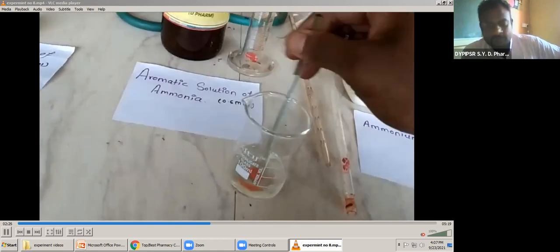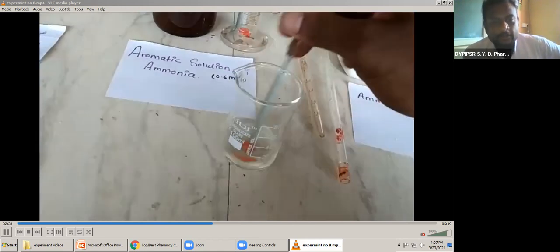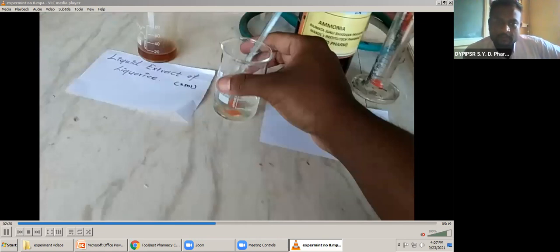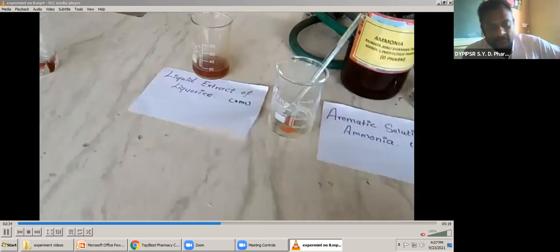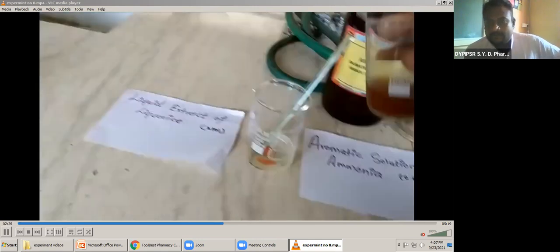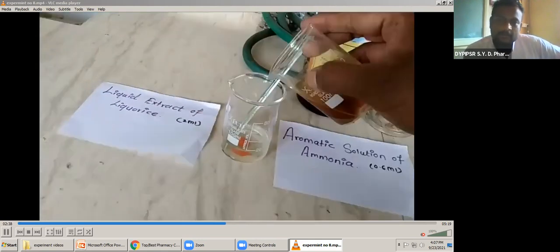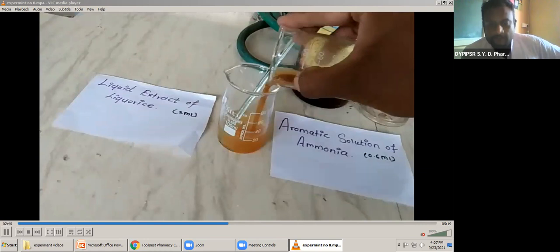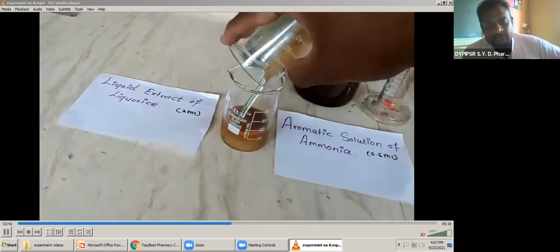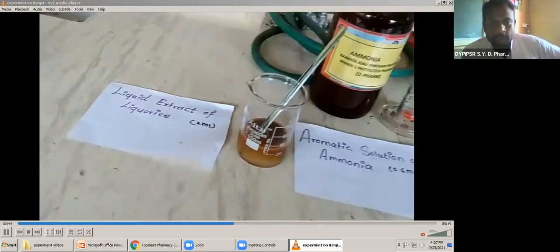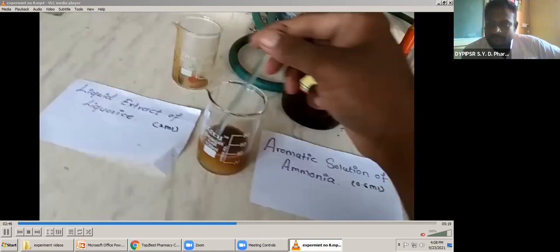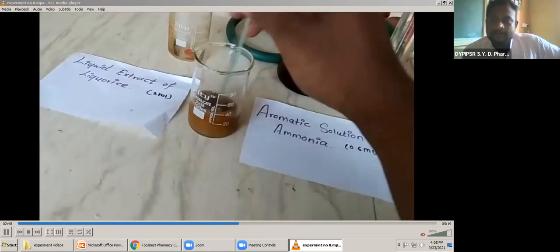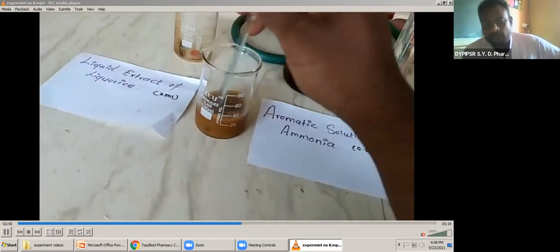Then again we are going to shake this particular solution. Then next step, we have to add the liquid extract of licorice. Liquid extract of licorice acts here as the flavoring agent or sweetening agent. In this particular formulation, the liquid extract of licorice is used as a flavoring agent, but it gives a sweet taste to this particular formulation.